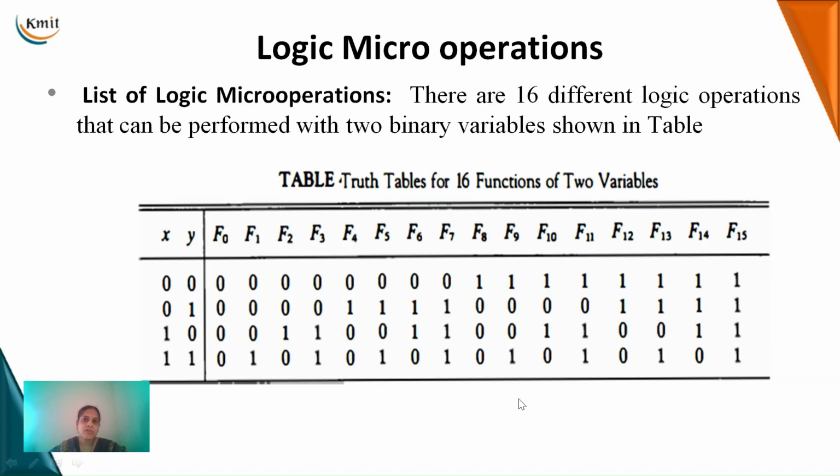So coming to the list of logical microoperations, there are 16 different logical operations that can be performed on two binary variables x and y. If you consider two binary variables x and y, there are four possible combinations: 0 0, 0 1, 1 0, 1 1. On these two binary variables, there are 16 possible different logical operations, which are represented from F0 to F15.